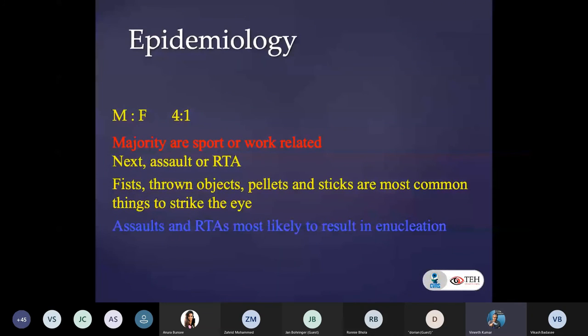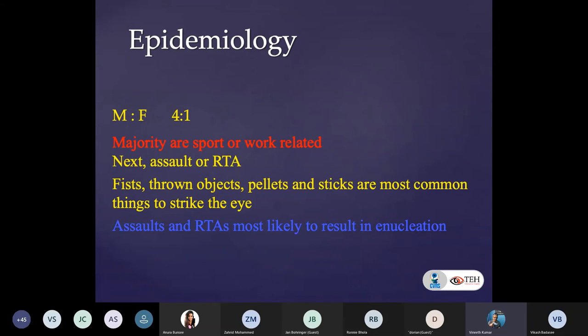And as we all know, men are the most attracted to injuries in the eyes. Most are sport or work related. Next is assault or road traffic accidents. We do not see windscreen injuries because of seat belts. That never used to be the case before the rules and regulations came into force. Fists, thrown objects, pellets, and sticks are the other common things to strike the eyes.